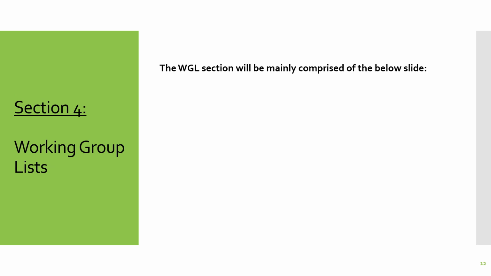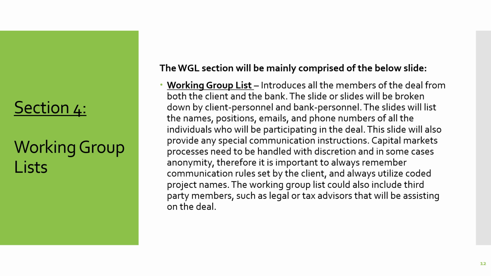Section 4, working group list. The WGL section will mainly be comprised of the working group list. It introduces all members of the deal team from the bank side and the members that will be working on the deal from the client side. The slide or slides will be broken down by client personnel and bank personnel. The slides will have the names, positions, emails, and phone numbers of all the individuals who will be participating in the deal. This slide will also provide any special communications instructions.